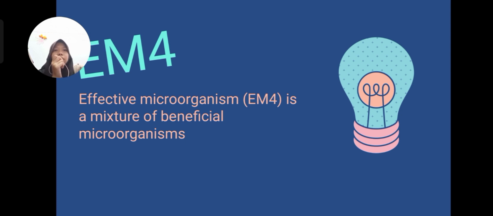Besides being beneficial for increasing soil and plant fertility, EM4 is also very effective as a biological pesticide that is useful in improving plant health. EM4 is also beneficial for the fishery and livestock sector.